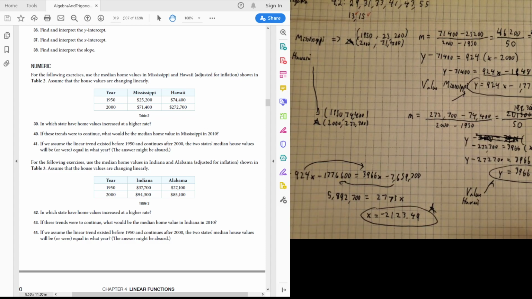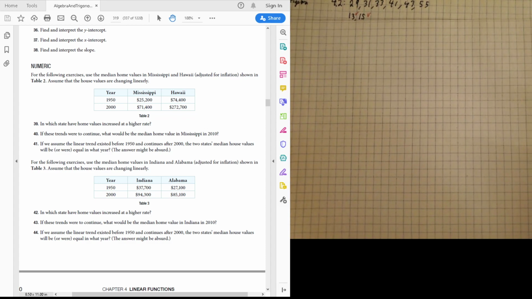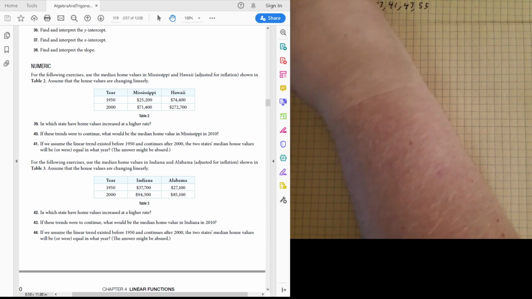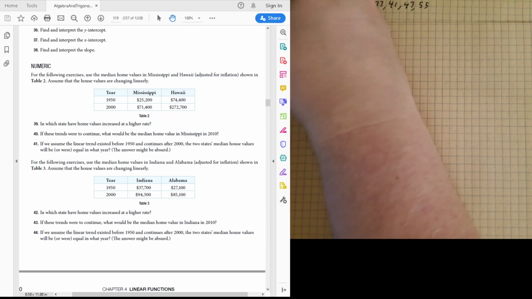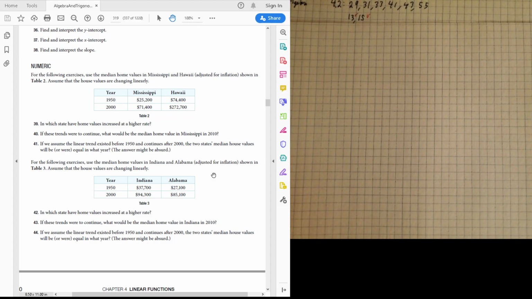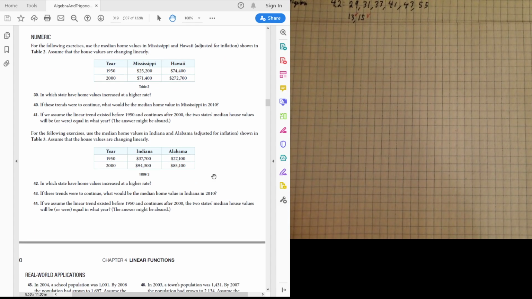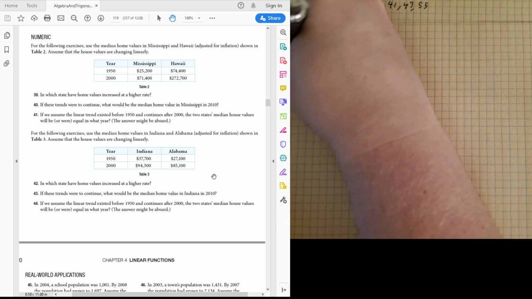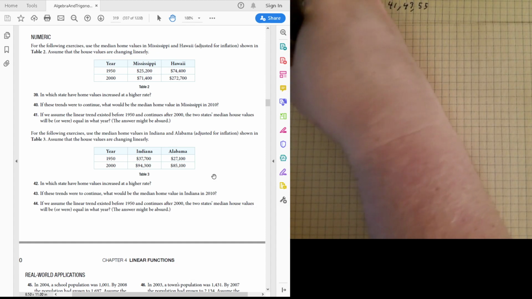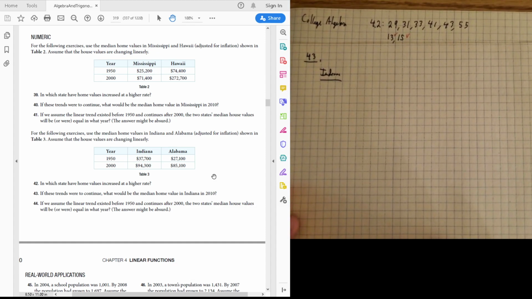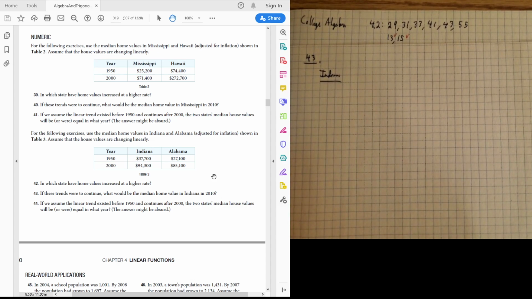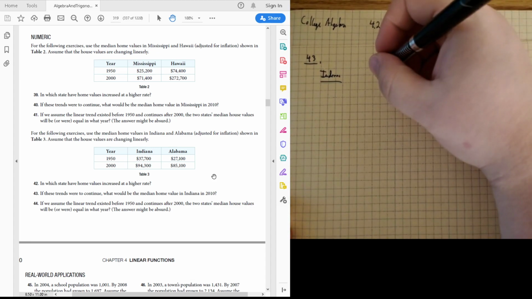Let's look at our last two, which are 43 and 45. Alright, 43. 43 states, if these trends were to continue, what would be the median home value in Indiana in 2010? Okay, so just like with 41, I can't determine the value until I have an equation. But this time, I'm lucky. On 43, all I need to start with is just Indiana. So I'm going to ignore Alabama entirely and just go off what I have.